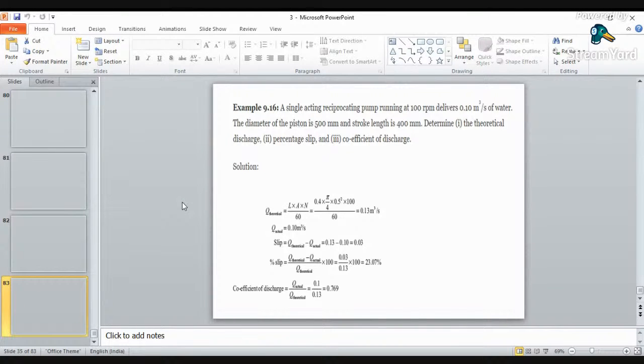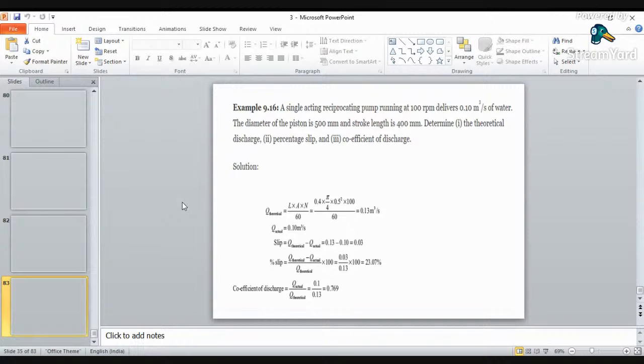So your percentage slip can be calculated as the difference between theoretical and actual discharge to the theoretical discharge ratio. So you are getting a percentage slip of 23%. It means you are having a huge loss in the pump. So there is a requirement of maintenance of the pump, because more than 20% of losses are considered to be a higher amount of losses.